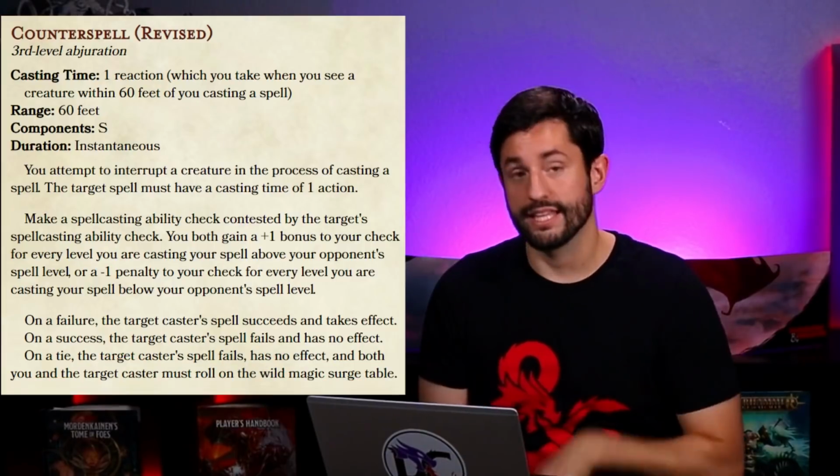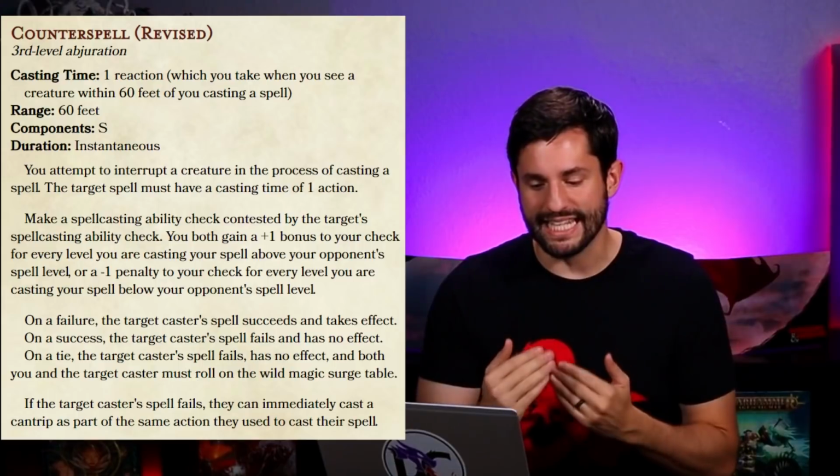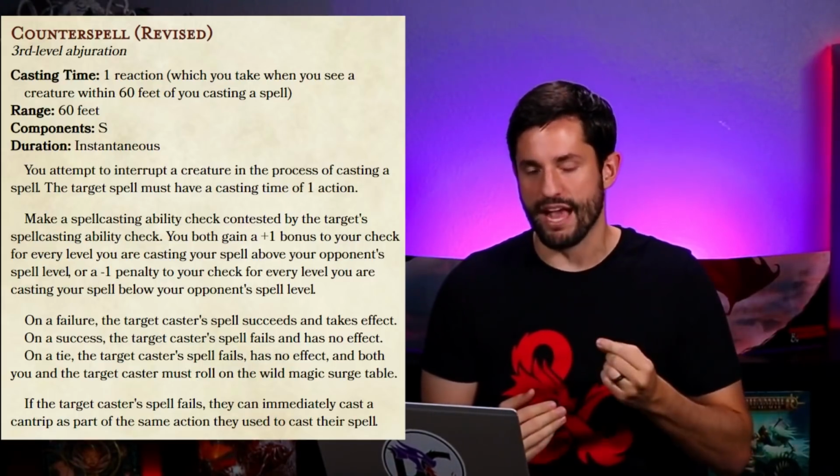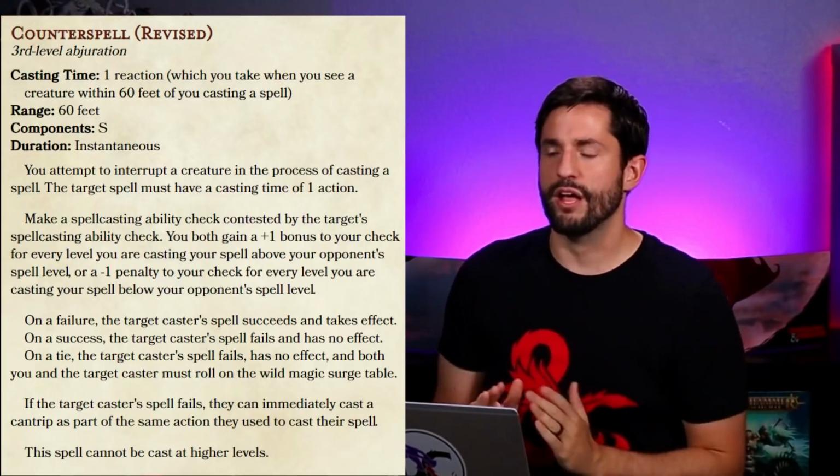The last 2 things here is if the target caster's spell fails, they can immediately cast a cantrip as part of that same action, because cantrips are just quicker. And finally, this spell cannot be cast at a higher level. So if I were to try and fix just the spell itself, that's what I would do. But let's start to spice things up here.